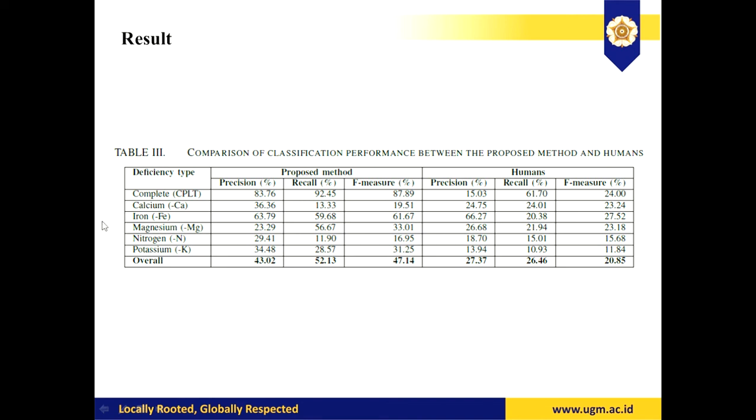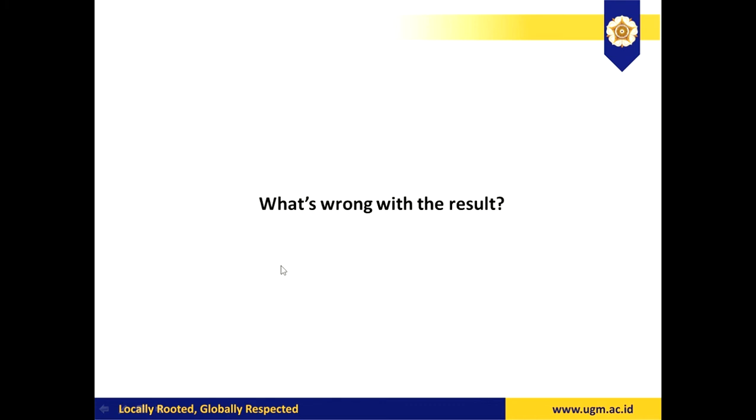Overall, even though the proposed method has a low accuracy, the accuracy is higher than the human. Precision of human is just 27.37, but this method is 43.02. So, what's wrong with the result?